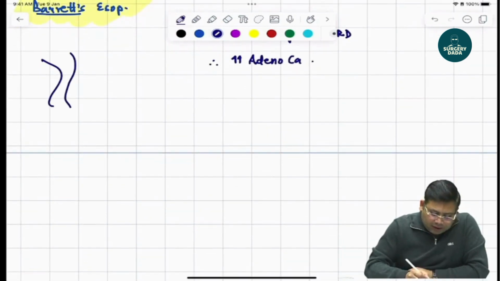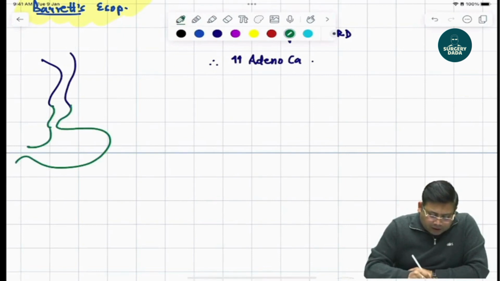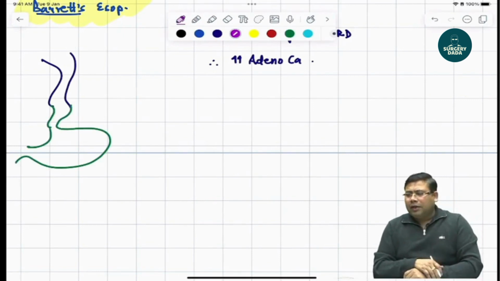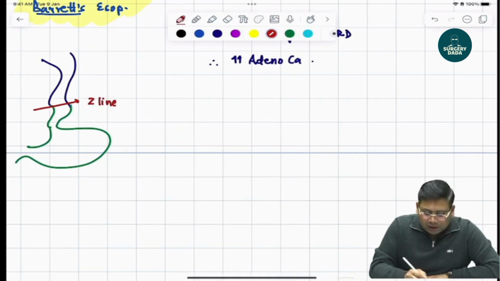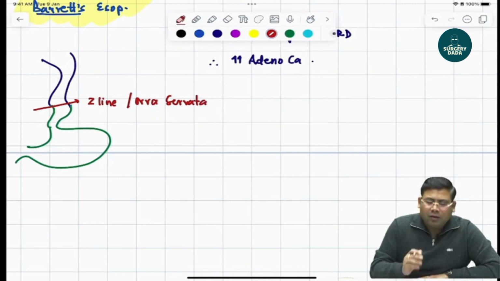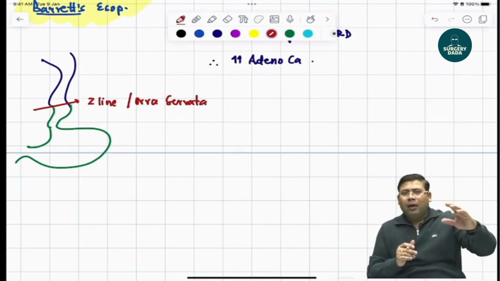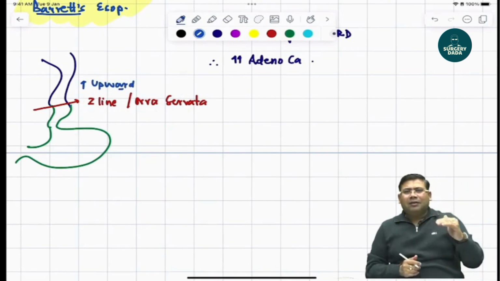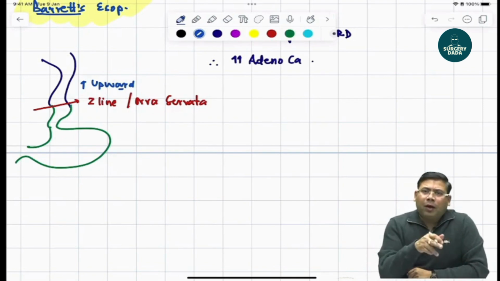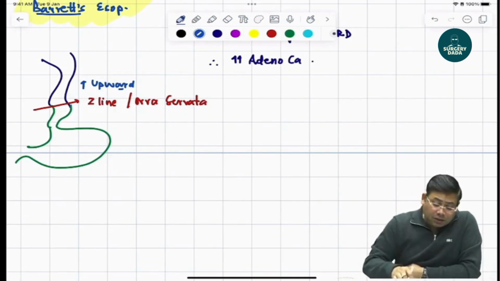Normally when we see the esophagus, the epithelium of the esophagus is squamous and the columnar epithelium is just 1 to 2 centimeters above the GE junction. And this line that we have is known as the Z line, or in 3 dimensions, you can say ora serrata. So on endoscopy, there is upward migration of the standard Z line. And when you take a biopsy, you will find this. This is what is important.